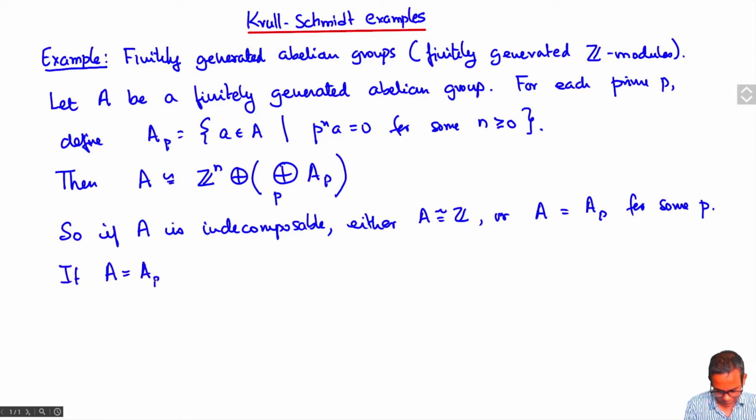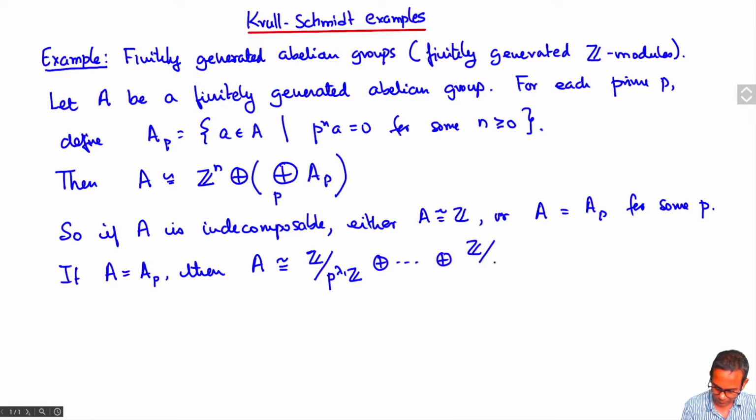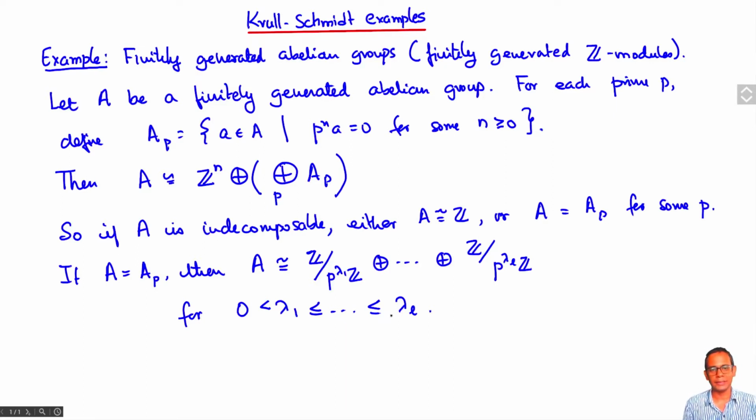p-primary, then the structure theorem for finite abelian groups says that A is isomorphic to Z mod p to the lambda 1 Z plus Z mod p to the lambda 2 Z and so on, Z mod p to the lambda L Z, for some integers 0 less than lambda 1 less than or equal to lambda 2 less than or equal to lambda L. And in fact, these integers are uniquely determined, and that's a consequence of the structure theorem for finitely generated abelian groups.